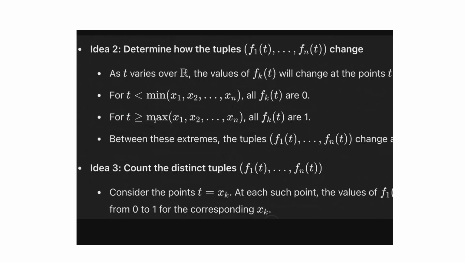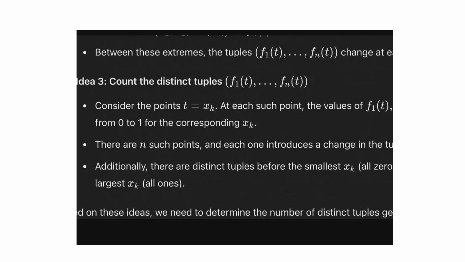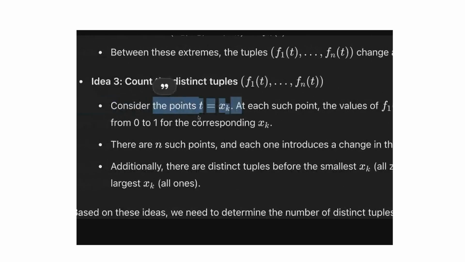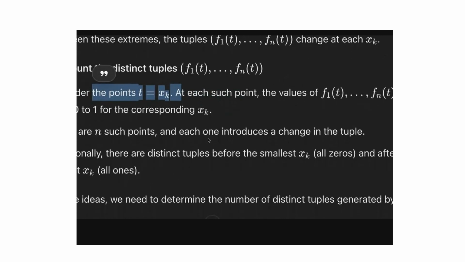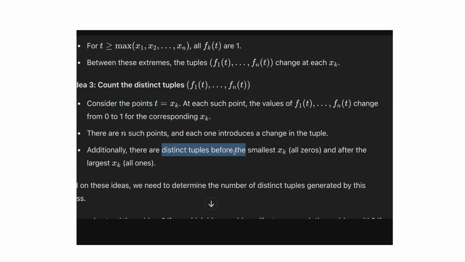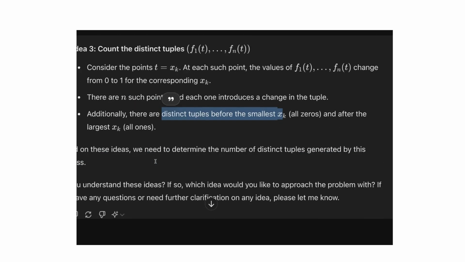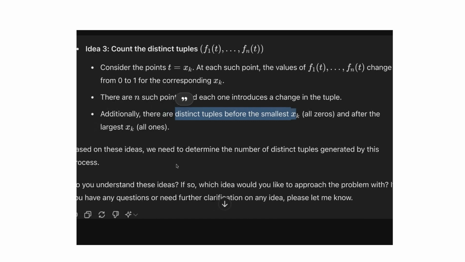Okay, so next is t greater than or equal to the maximum. So let's see the idea. I think this is also beautiful. Consider the points t. At each such point, f changes. There are n such points, each introducing a change in the tuple. Additionally, there are n distinct tuples, from the smallest k to the largest. Based on your ideas, we need to determine the number of distinct tuples.